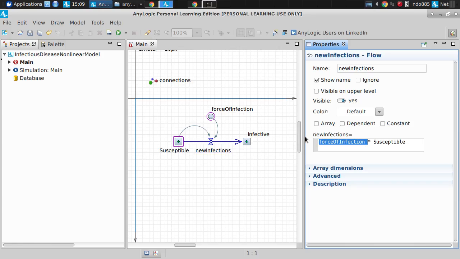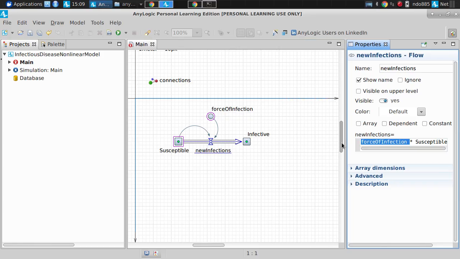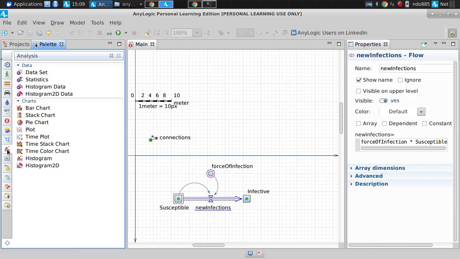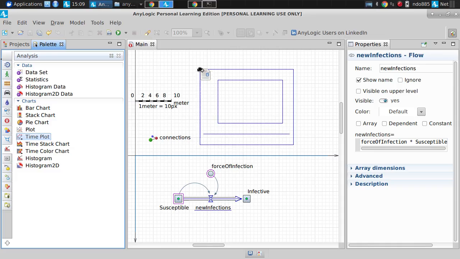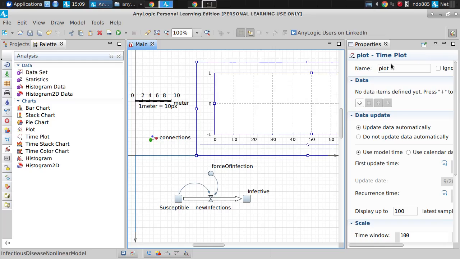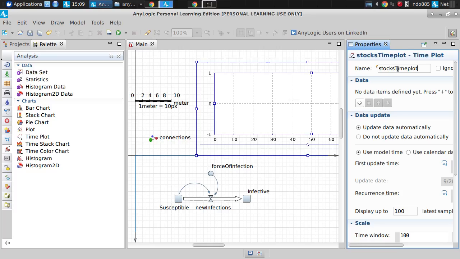Okay, fair enough. Let's go, ladies and gentlemen, let's go do something that will aid us in our investigations. One thing is, we can drag up a time plot, and we will call this time plot stocks time plot. I like to have the description of what it is so I could see it easily in a list, know what it is, but if you don't want to do that, that's fine.